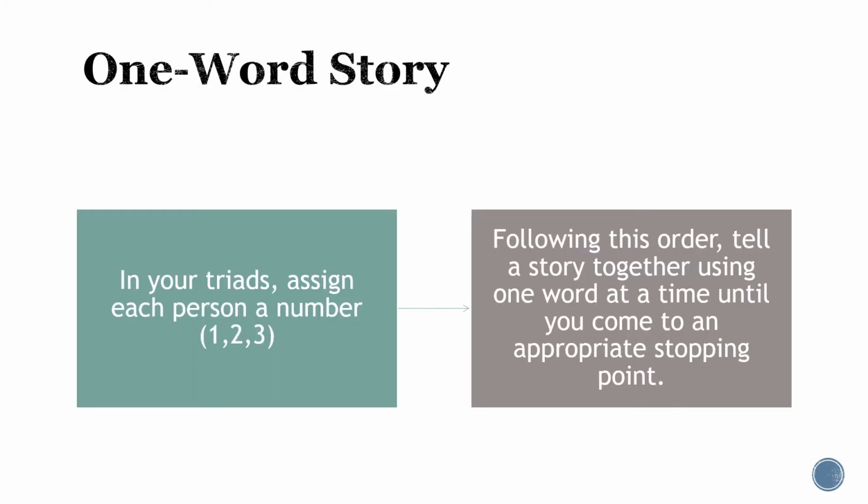So let's try out some of these design thinking mindsets with a short, painless exercise called the one-word story. You'll create groups of 3. Each group member will get a number, 1, 2, or 3. And then, going as quickly as you can in this order, you will tell a story one word at a time. Each person adds one word to the story until you arrive at a possible stopping point. If the story sounds ridiculous, keep going until you reach a period. And then congratulate yourselves.